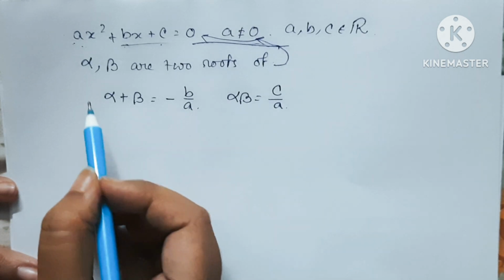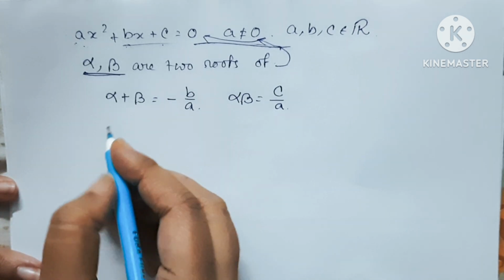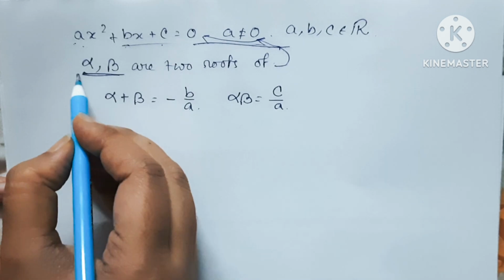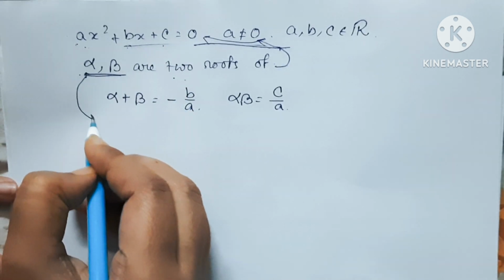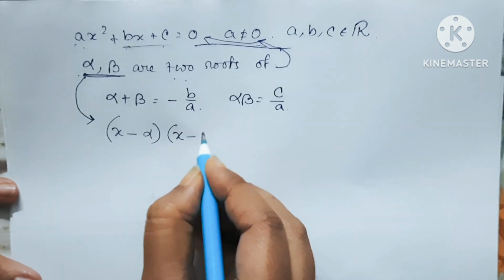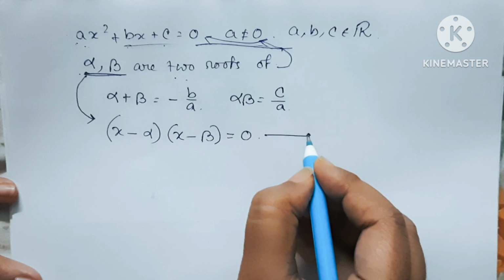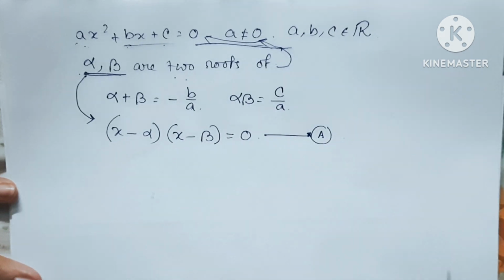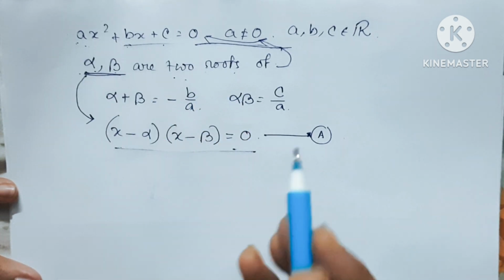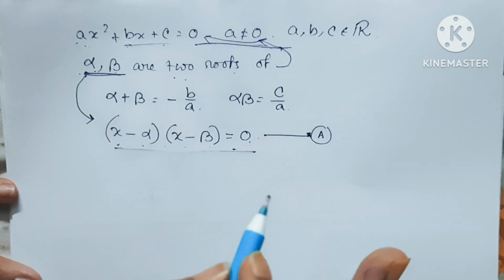Now if you have this alpha and beta and the equation is not given to you, what will you do? How will you find out the equation? See, if alpha and beta are two roots, you can easily say from here that (x minus alpha) into (x minus beta) equal to 0, that is the quadratic equation. If alpha and beta are roots of a quadratic equation, the equation will be (x minus alpha) into (x minus beta) equal to 0.